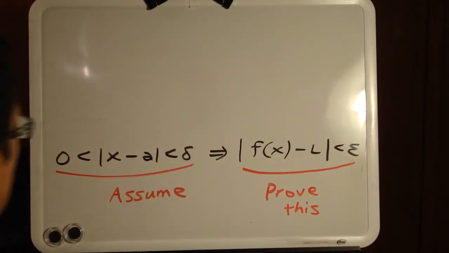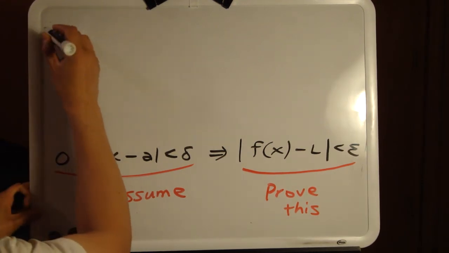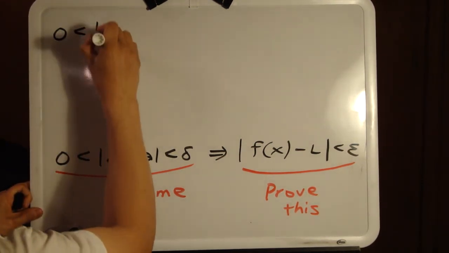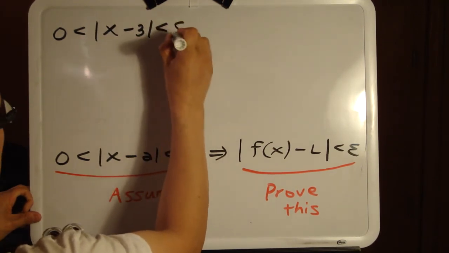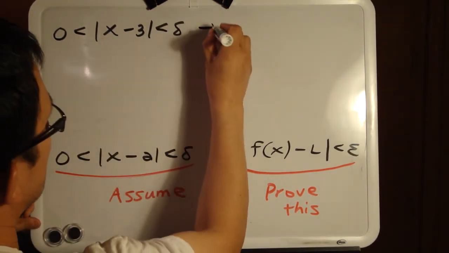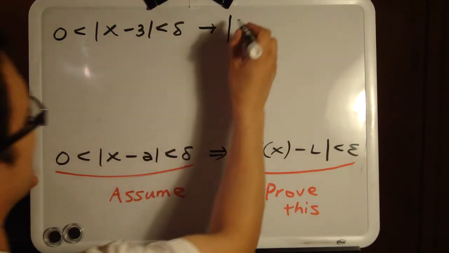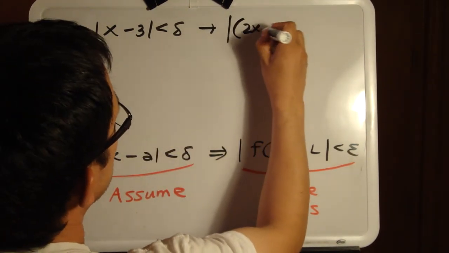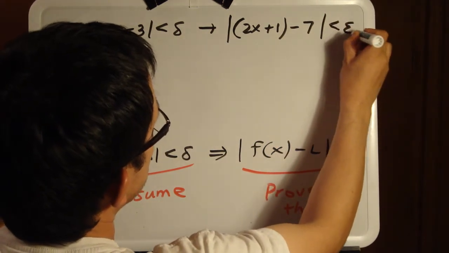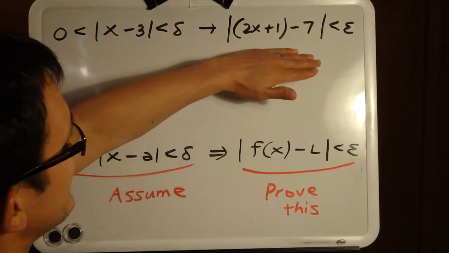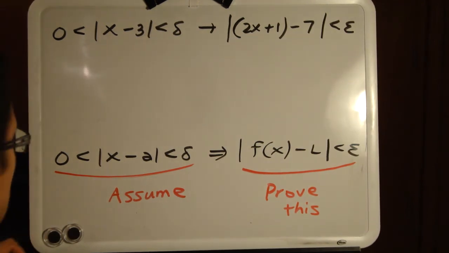Okay, so for this problem, it's going to look like this. Because we're approaching 3, this will be the assumption here. And what we'll have to show is that the function minus the limit, so 2x plus 1 minus 7, is going to be less than epsilon. So we have to show this statement by using this information.